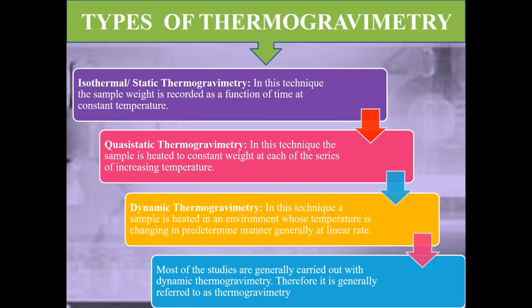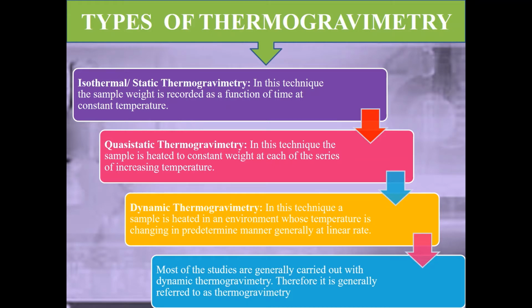Types of thermogravimetry. Well, isothermal, static thermogravimetry. In this technique, the sample weight is recorded as a function of time at constant temperature. Quasi-static thermogravimetry. In this technique, the sample is heated to constant weight at each of a series of increasing temperatures.